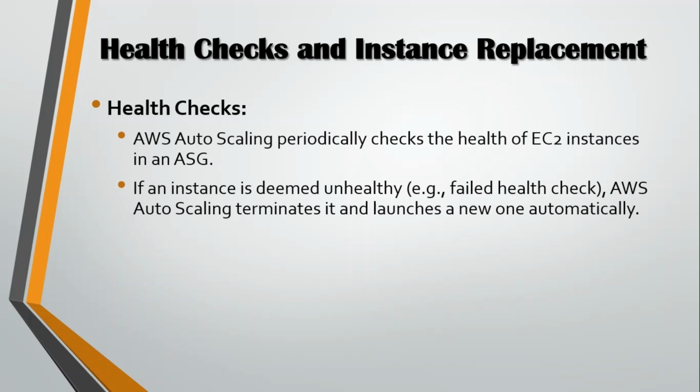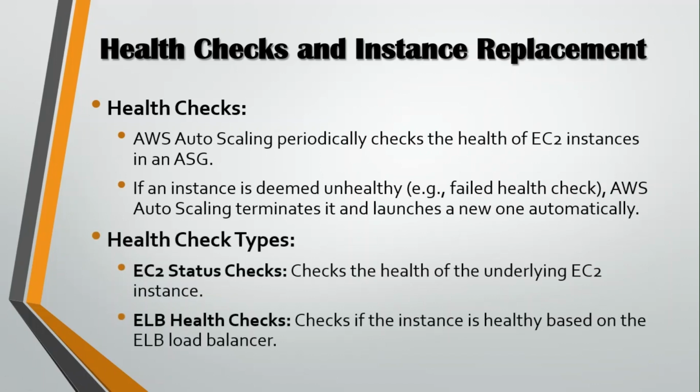AWS autoscaling constantly monitors the health of your instances. If an instance becomes unhealthy, autoscaling will terminate the instance and replace it with a new one, ensuring your application remains highly available. There are two types of health checks: EC2 health check and ELB health check.